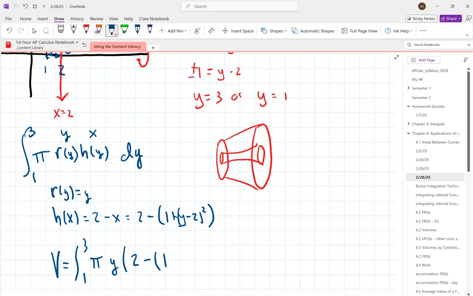Two minus 1 plus y minus 2 squared dy. 1, 2, 3, 1, 2, 3. And that should be my setup.